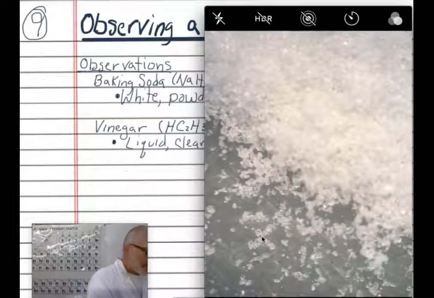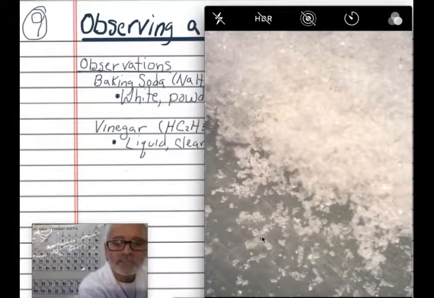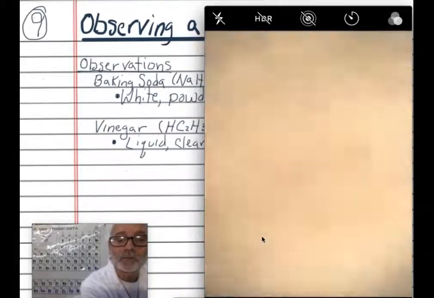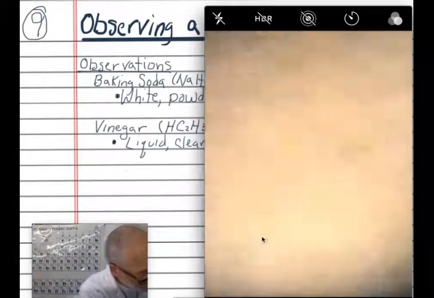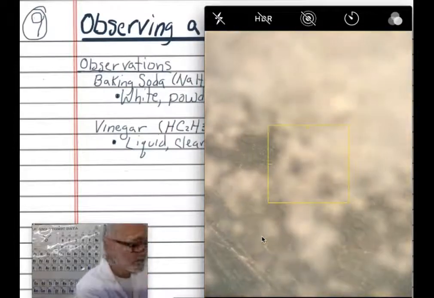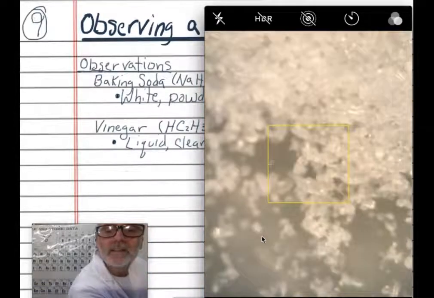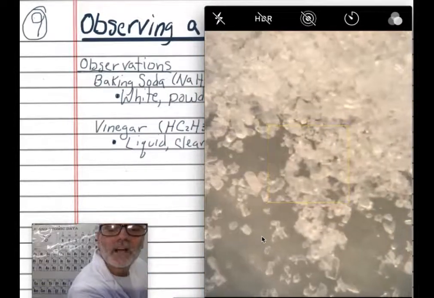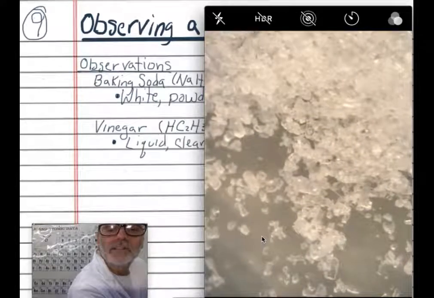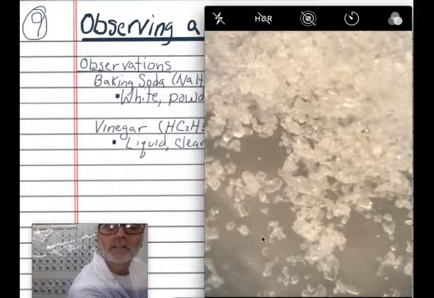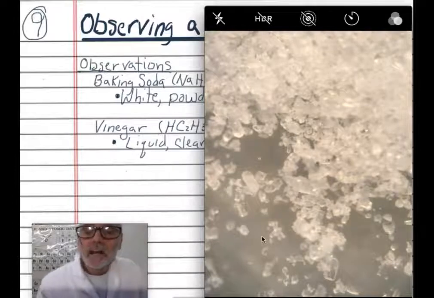And I'm going to switch the dissecting scope to 4 times the normal size. Maybe. There it is. 4 times, focus it in. Now we can see it a little bit bigger. And what do you notice? It doesn't look so powdery anymore. It looks almost like sand on the beach.